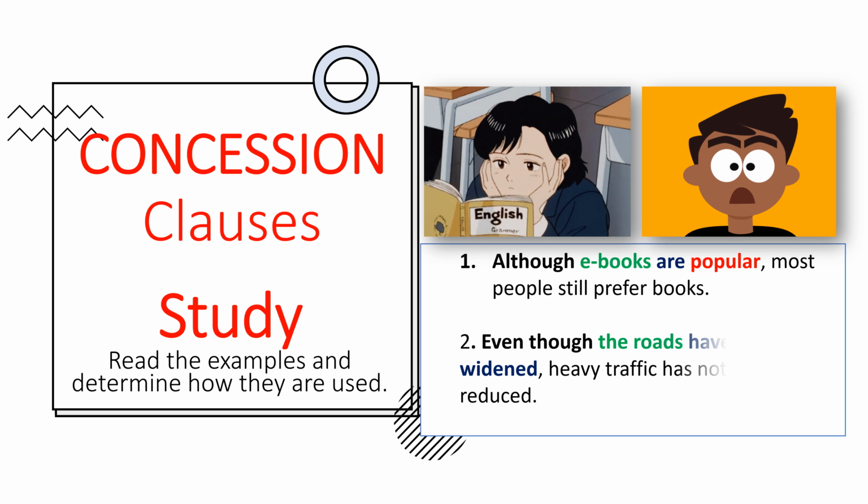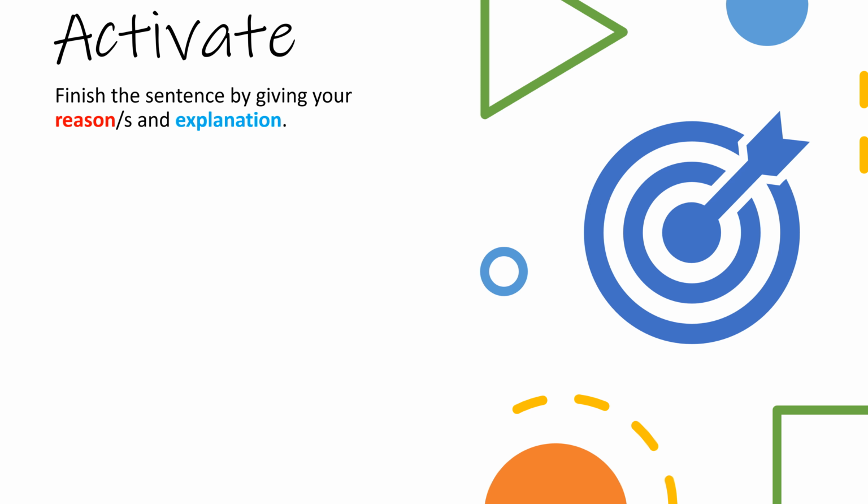Next one, even though the roads have been widened, what's so surprising there? Heavy traffic has not been reduced. So again, concession clauses show something that is surprising or between two opposing statements. Now I want you to do this exercise here, and I'm sure that you have understood this topic.